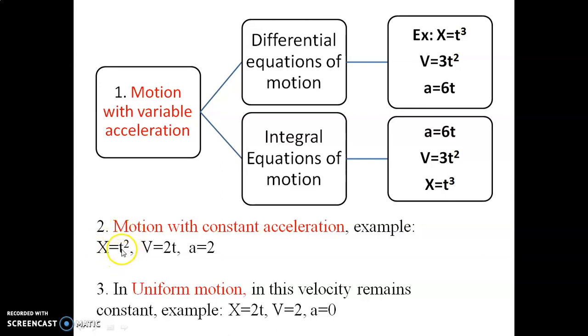Only because t is the time and that is the variable. That's why I have to differentiate this t square with respect to t. If I differentiate t square, that becomes 2t. So the first derivative of the displacement is velocity, and the second derivative of the displacement is the acceleration. If I again differentiate this equation, that is 2t, with respect to t, that becomes 2.